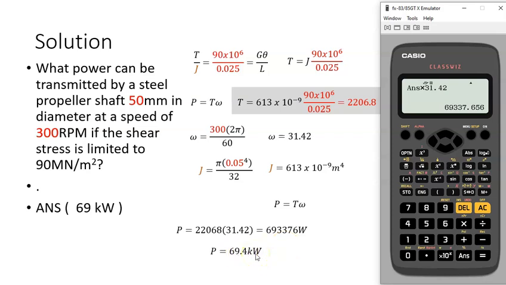So 69.4 kilowatts. Okay, so I'm missing a decimal point. Let me put that in. There should be a decimal point there. Okay, so that's my answer.